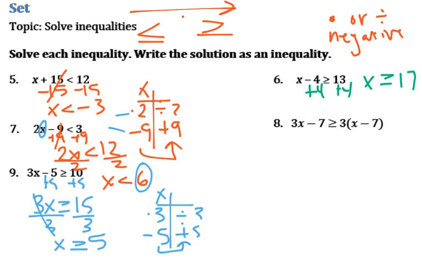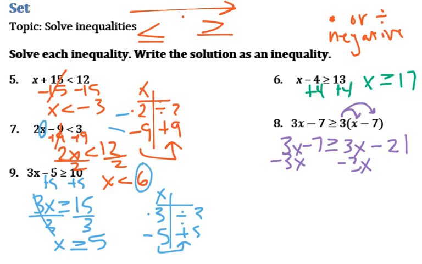Number 8, first we want to simplify, so we can distribute that 3x and get 3 times x is 3x minus 3 times 7 is 21. Then we want to get the x's on both sides, so we'd subtract 3x. We get negative 21 is greater than or equal to 3x minus 3x, which is actually 0x, which is 0, so we get negative 7 is greater than or equal to negative 21.